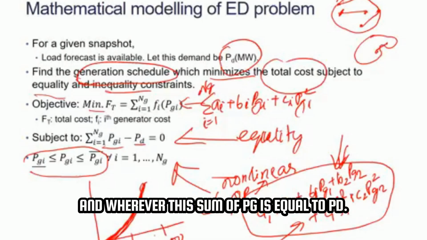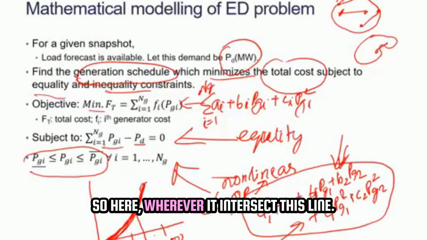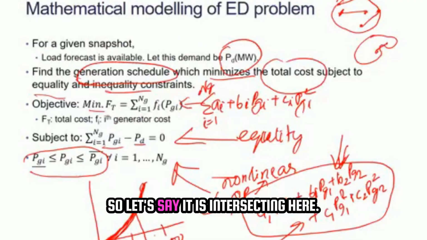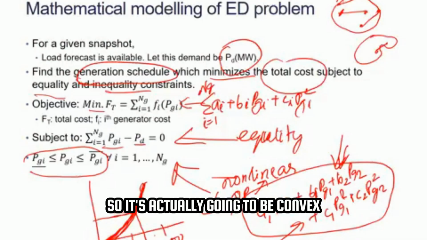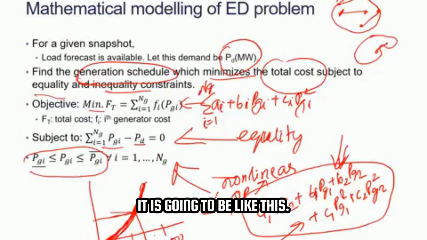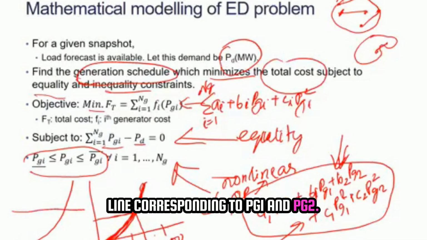And wherever the sum of PG is equal to PD, so let's say PD is 120, wherever it intersects this line, let's say it is intersecting here, that will be a feasible optimal solution. So it's actually going to be convex, because the feasible search space is always going to be convex. If you visualize it, it is going to be like this, and then there will be a straight line corresponding to PG1 and PG2. Wherever it intersects this line, there will be the optimal solution. So it is going to be convex.